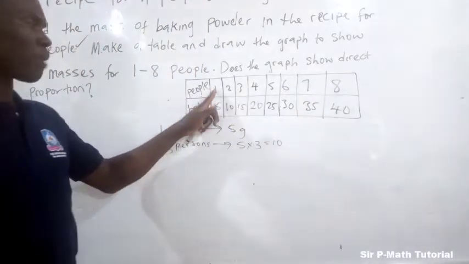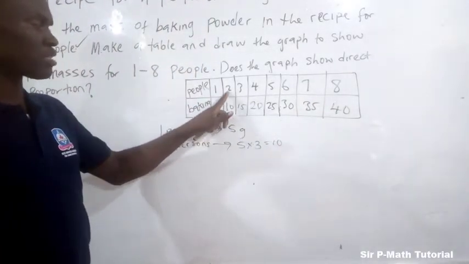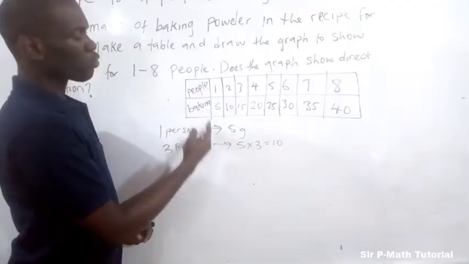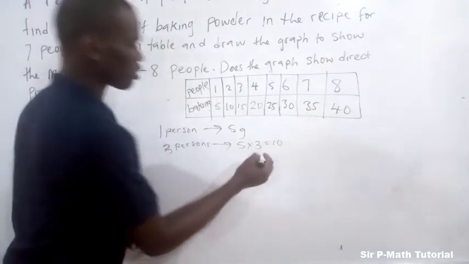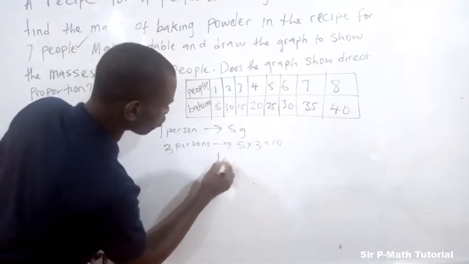Now, for 1 person I have 5 grams, 2 persons 10 grams, in that order. We check the ratio of each pair against the other. From the first one, I have 1 over 5.